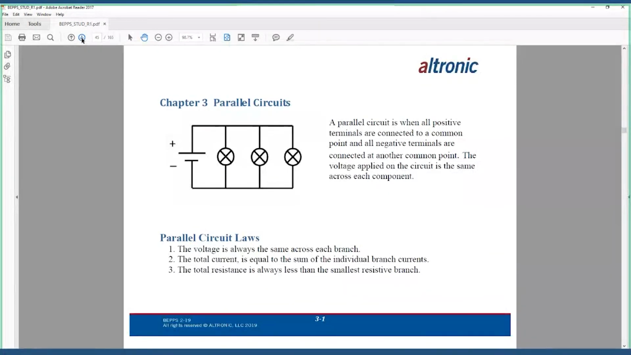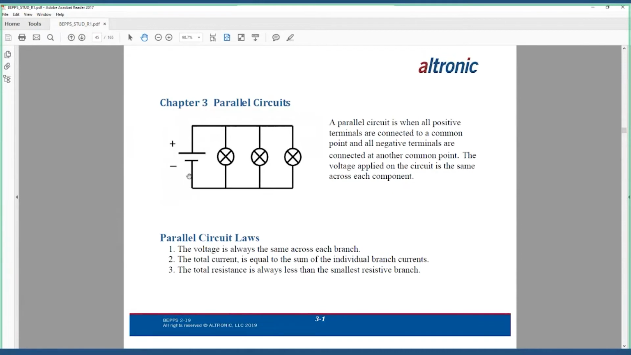A parallel circuit is when all positive terminals are connected to a common point and the negative terminals are connected to another common point. The voltage applied on the circuit is the same across each component. So think about that statement and let me continue to walk through and show the schematic. I have a voltage source here. I have a positive rail here, and I have a negative rail here. And I'm going to refer to each one of these as a rung in the schematic.